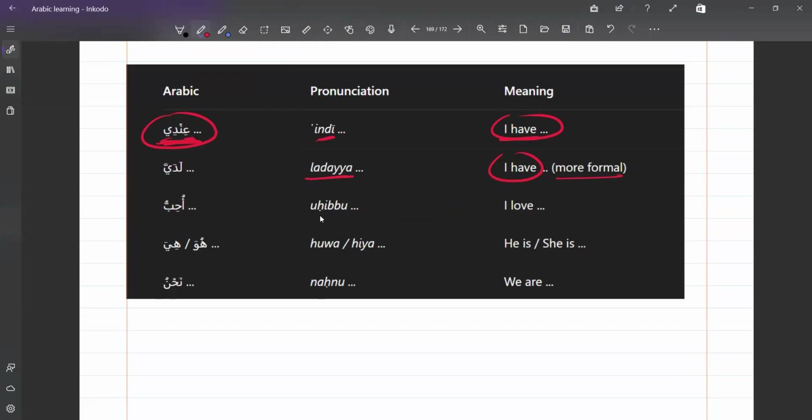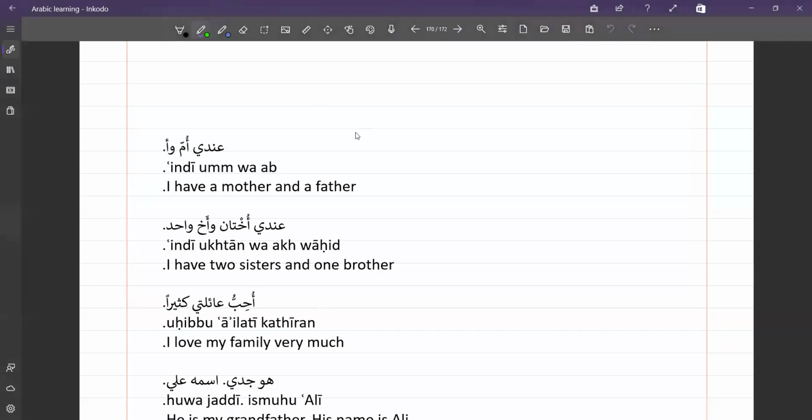And then comes the word uhibbu. Uhibbu means I love. Then comes the words huwa and hiya. We have done this in the previous lessons. Huwa means he, and hiya means she. So these are basically the subject pronouns. And again, nahnu, we have also done. Nahnu means we. So now let's move on to the example sentences.